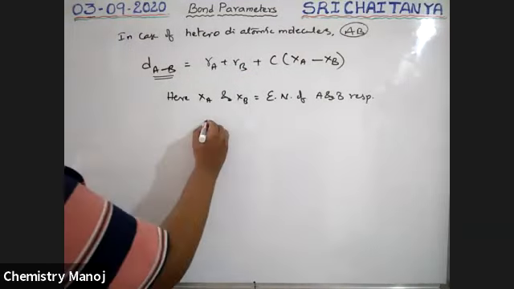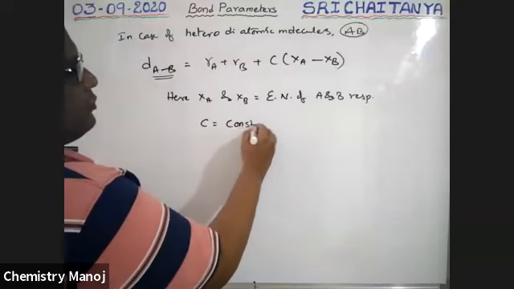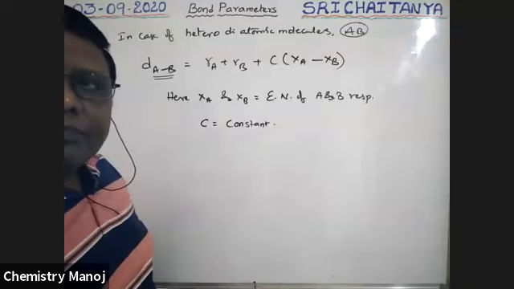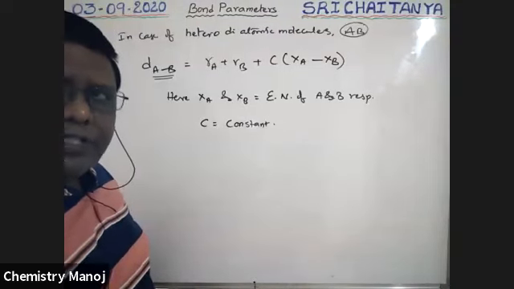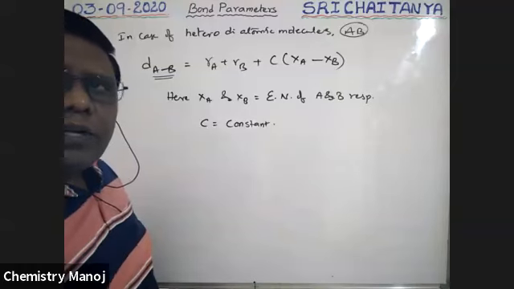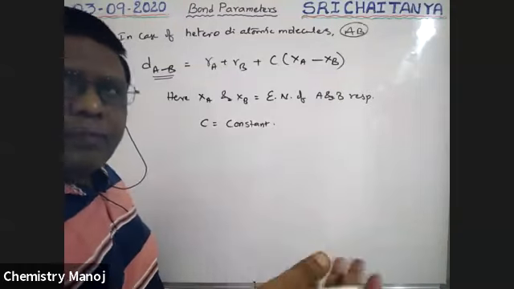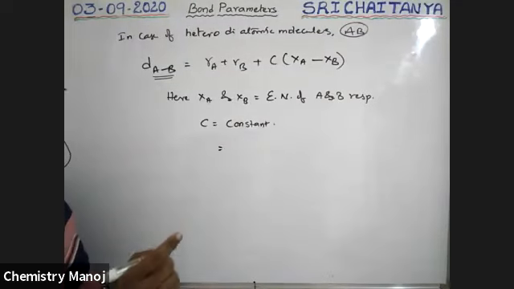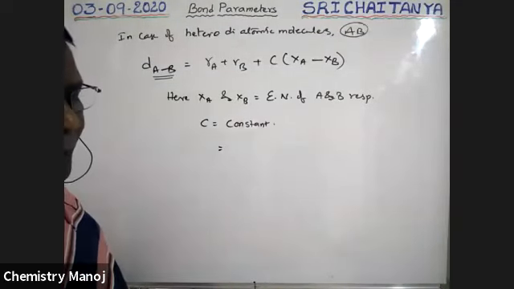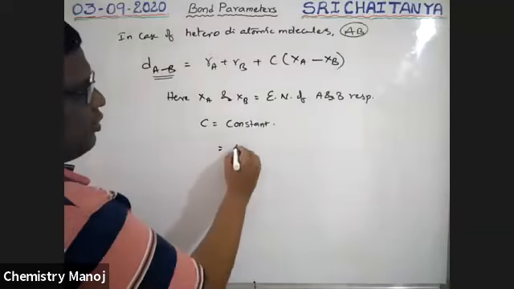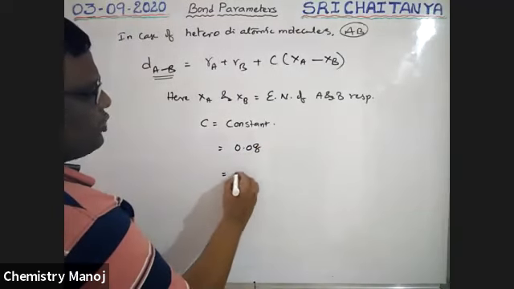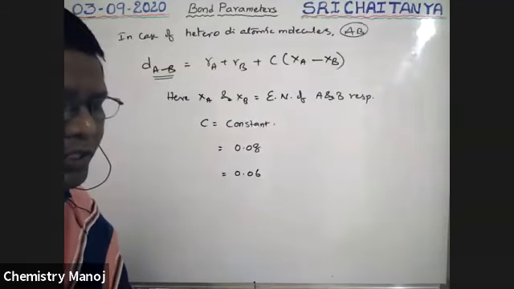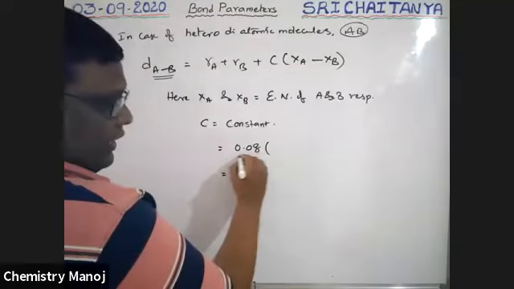But what is this C? C is nothing but a constant. Its value depends on the type of atoms involved in the bond formation. In our chemistry, the periodic table is the most important. In the periodic table, different periods and different elements are there. So see boys, this C value depends on the type of atoms attached. The C value is equal to 0.08 or 0.06, depending on the type of atoms involved in the bond formation.